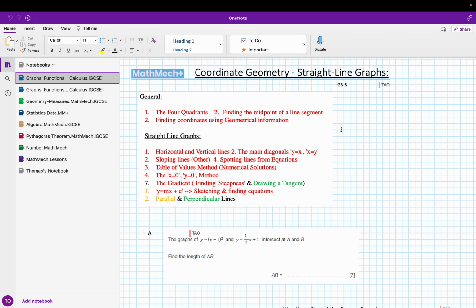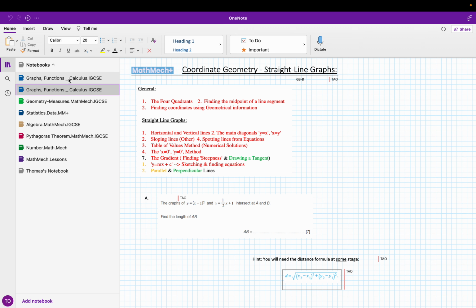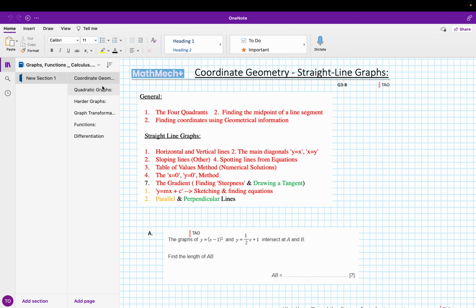Hello, let me just show you our OneNote. So MathMech Plus, I'll be using a OneNote digital tablet learning station with students. This is GCSE or iGCSE. So let's have a look.